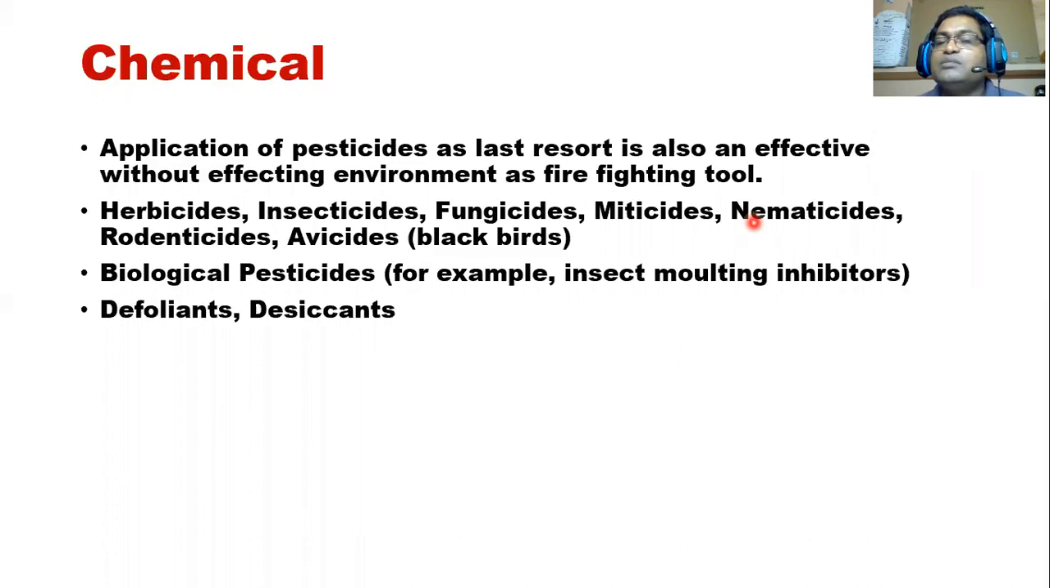In some countries, birds are a very big problem, especially the black crows in Malaysia. They killed many black crows. Only white crows can be found in Malaysia now. So these chemicals are used as a last resort, but they are dangerous.